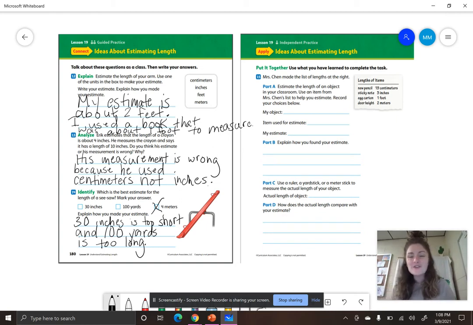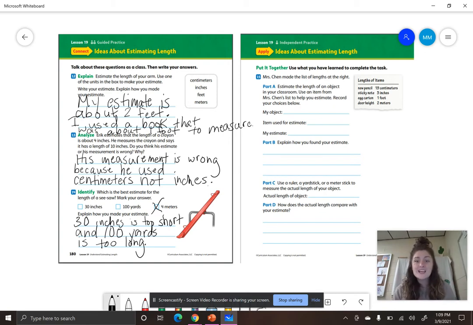All right, let's go to 15. It says Mrs. Chen made the list of lengths at the right. So the lengths of items. A new pencil is about 19 centimeters. A sticky note is about 3 inches. An egg carton is 1 foot, and the height of a door is 2 meters.